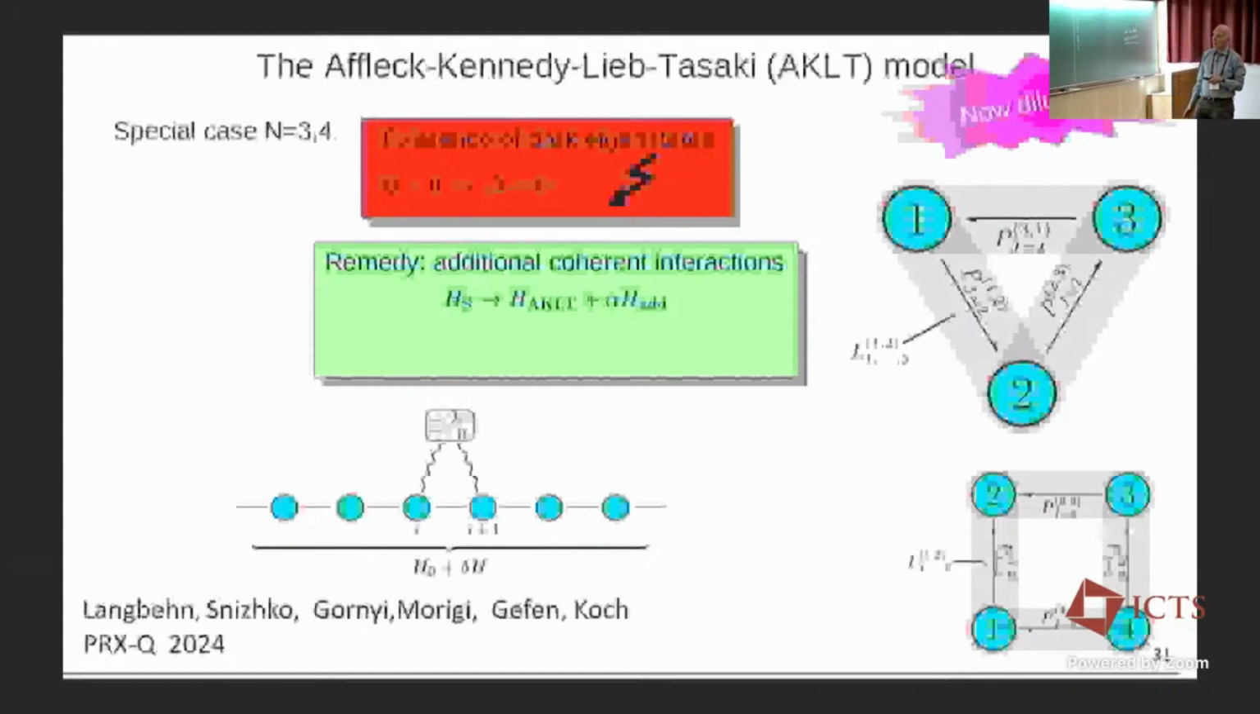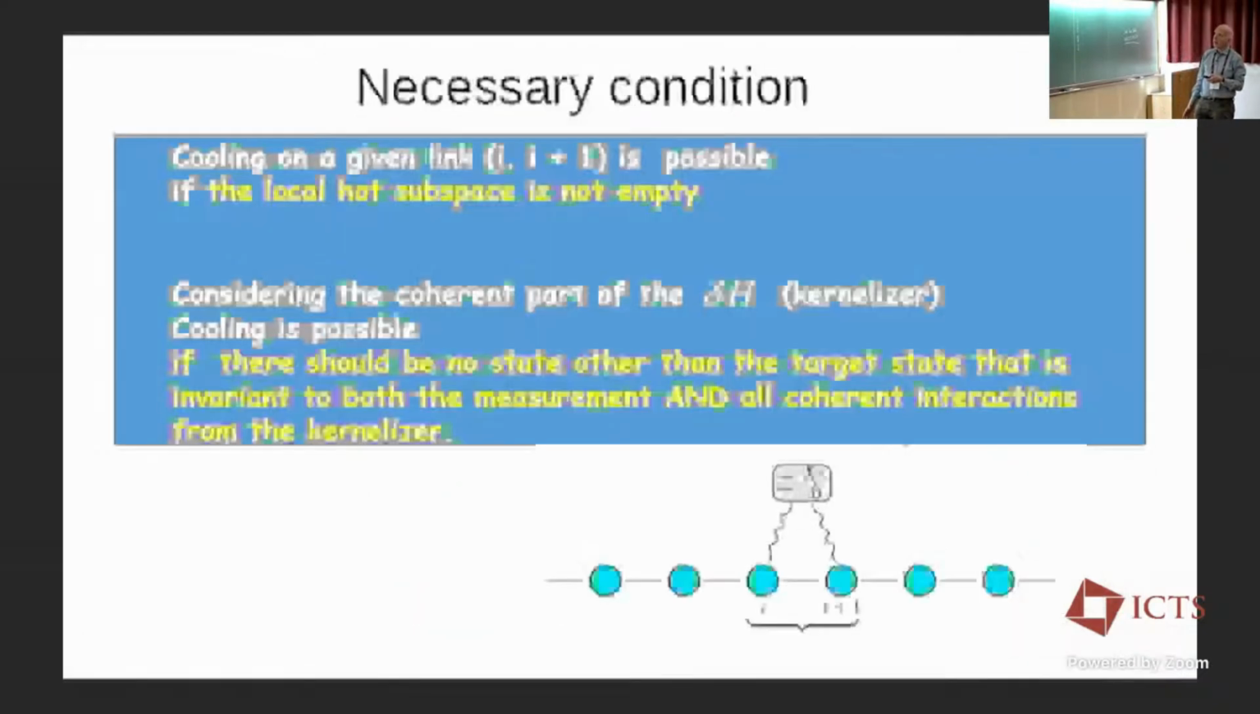So here is a necessary condition for the success of my dilute cooling. First of all, this is obvious, cooling on a given link, i+1, is possible if the local hot subspace is not empty. Secondly, if I do that, and at some point I stop, I manage to get rid of all components of my local hot space, but still there are some global components that are left elsewhere.